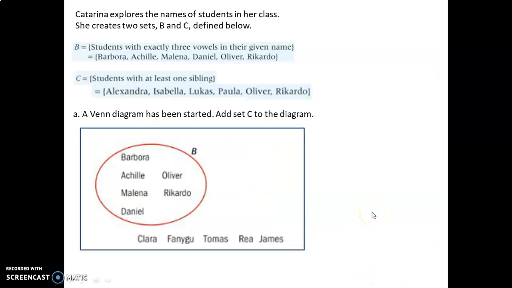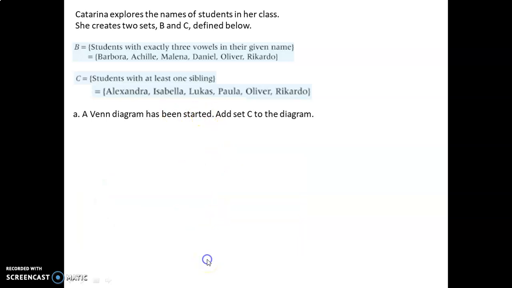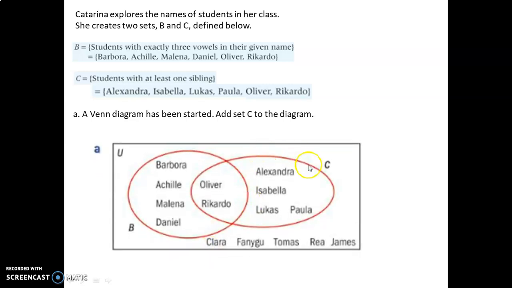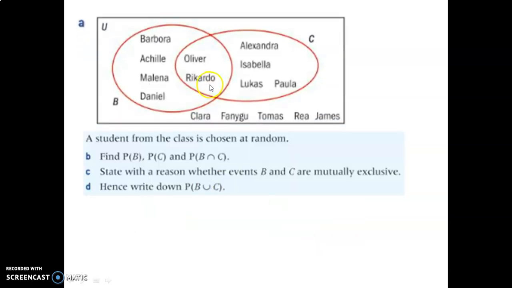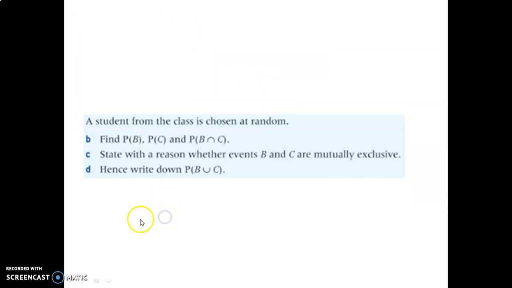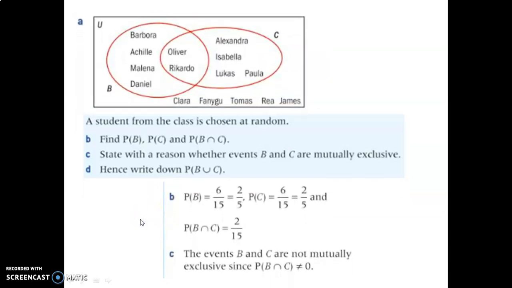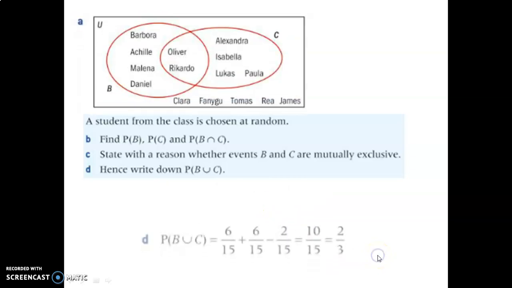Okay, try this one out. Here's a Venn diagram. Please add set C to this Venn diagram. Okay, so here it is with set C added. There's an overlap. Hopefully you got the same thing. And now try these problems. So we have that diagram. Try to answer B, C, and D. Here's the answer for B and C. Check those out carefully. Here's the answer for D.